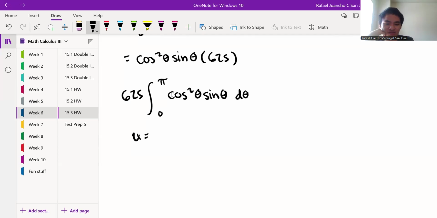Actually, I think it could be any. Okay, I'll just make my u my cosine squared. What did the AI say? So the AI said he made u cosine theta. Yeah, he made the u cosine theta. Let's try this.